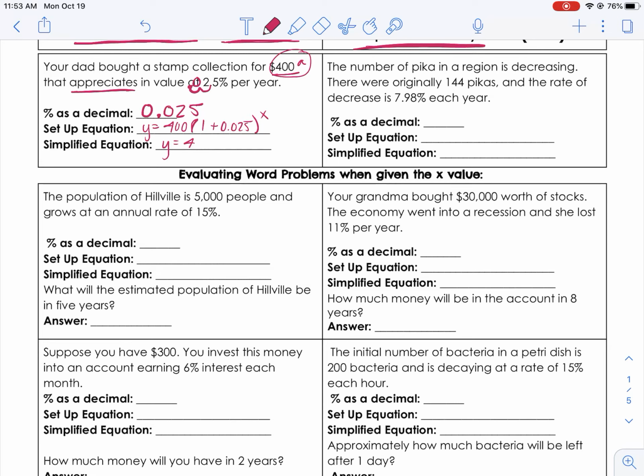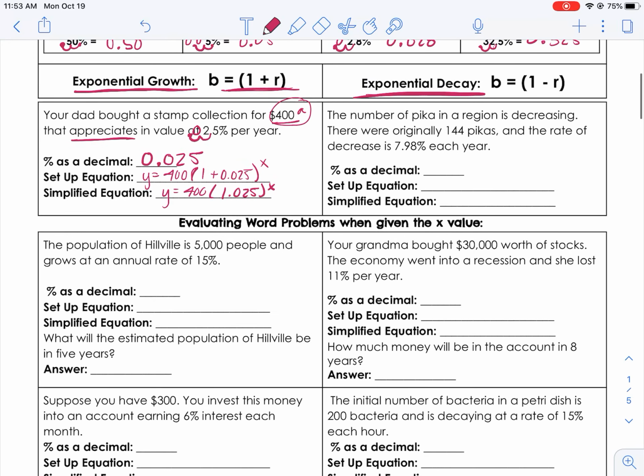So if I were to simplify that, I'd have 400 times 1.025 raised to the x, and that's how I figure out my equation. Now let's look to the right and talk about some pica. So it says the number of pica in a region is decreasing. So that means we're decaying. So we're going to have to start with our original and subtract that rate of decrease from it.